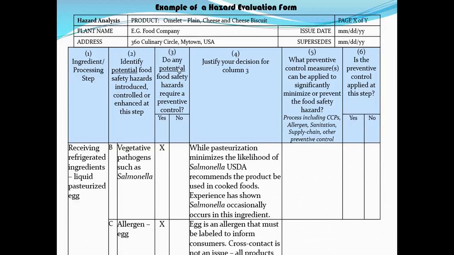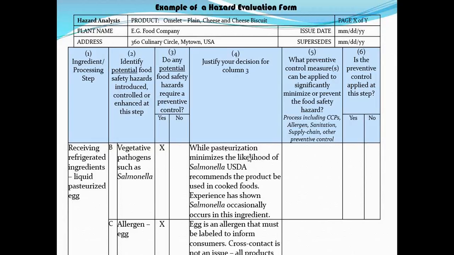and the next question is, does this hazard require a preventive control? Because you remember I was telling you that we need to identify hazards so that we can come up with appropriate preventive controls. So here is the question, okay? Does it actually require a preventive control? The answer is yes. And then you need to justify what you have stated in column 3.